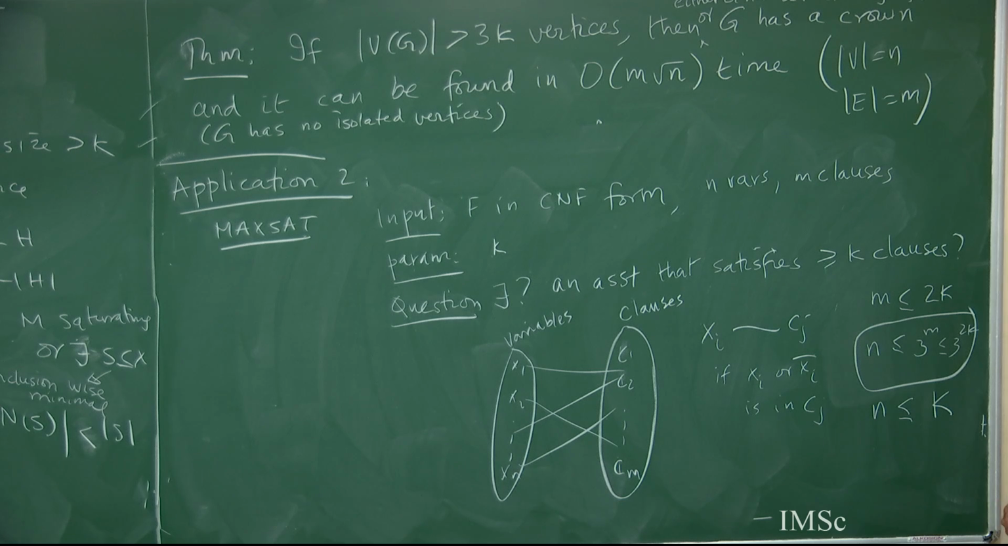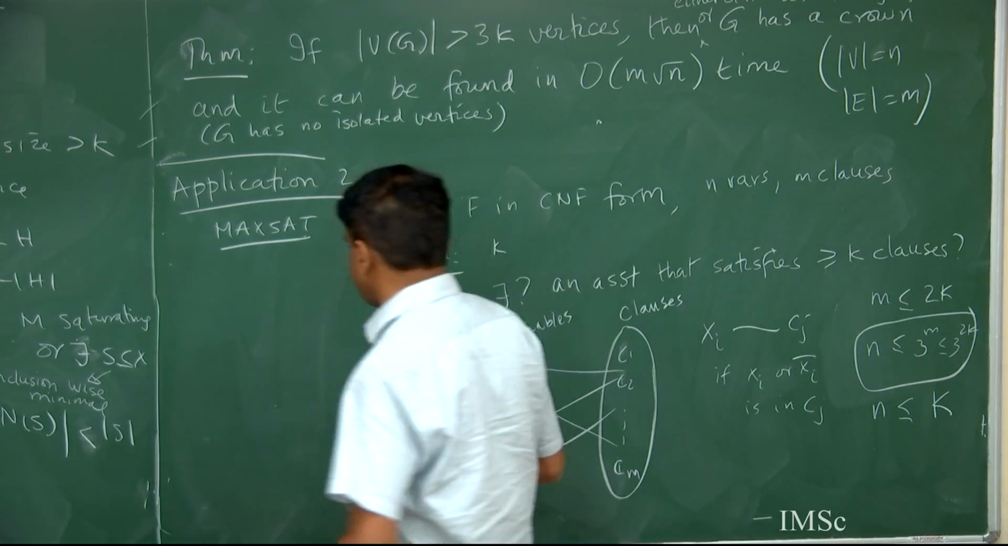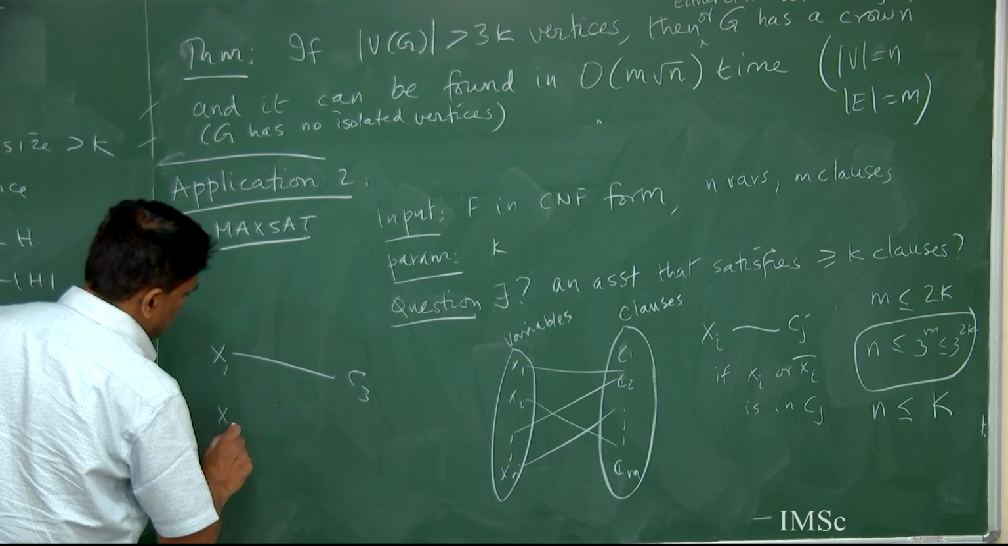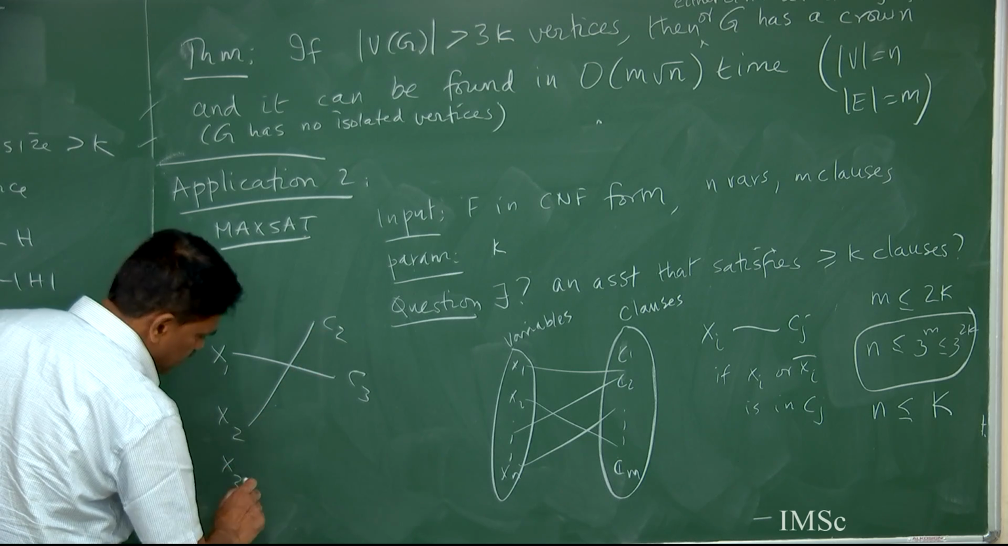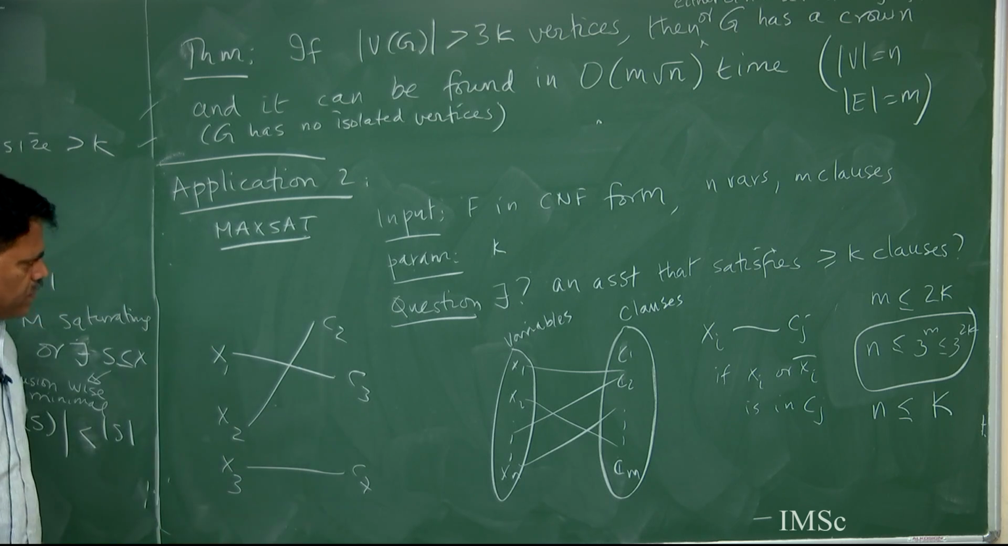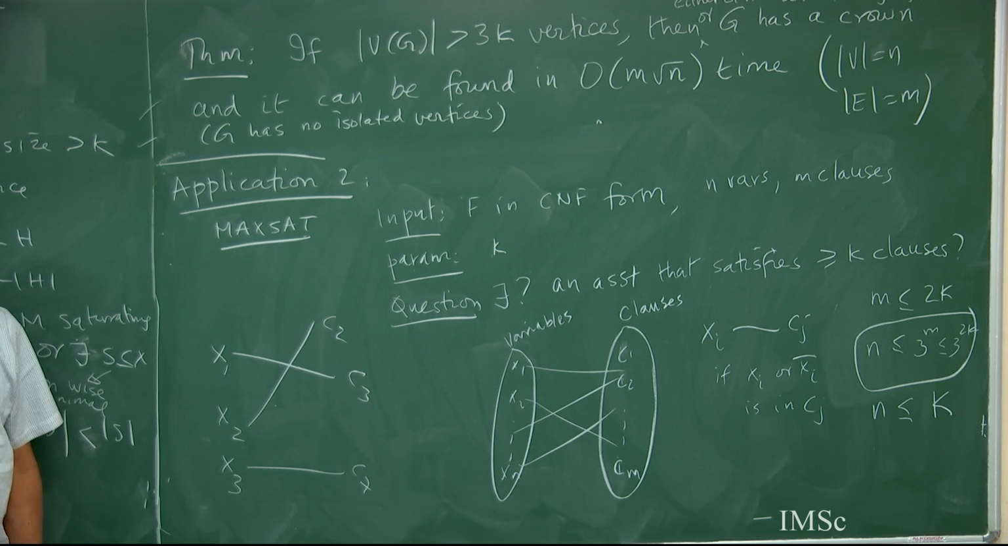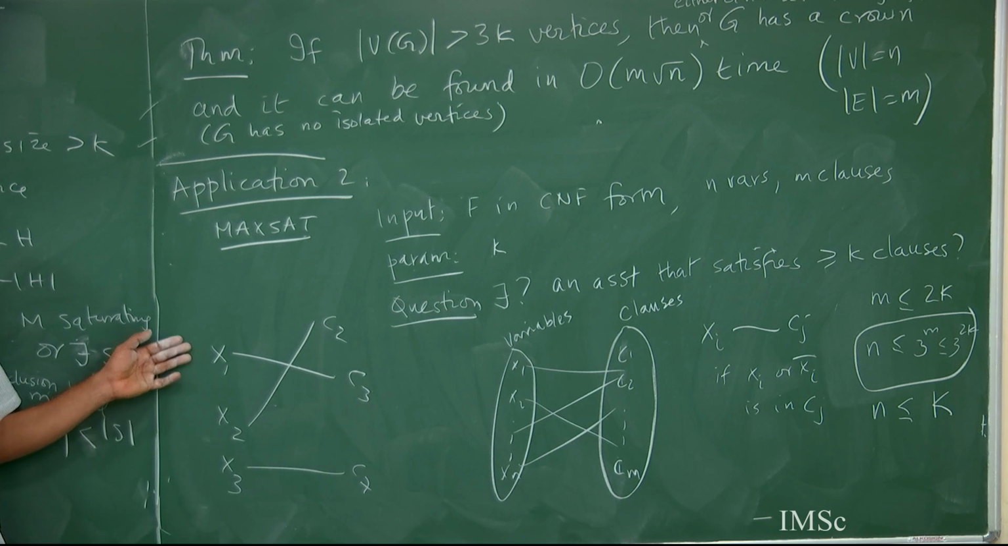If I have a matching of size at least k in this bipartite graph, what can you say? If there is a matching of size at least k, then you can satisfy at least k clauses. Why? Because your matching might be x1 goes to c3, x2 goes to c2, x3 to c7, and so on. So how do I satisfy the clause? An edge will only hit one vertex on the left. So if x1 belongs to C3, we will set it to 1. Suppose x1 bar belongs to C3, we will set it to 0. Exactly, and that doesn't conflict with anything else.